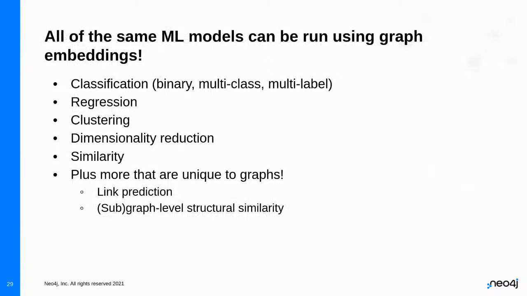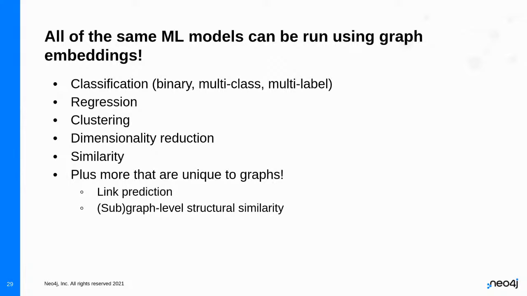So like I said, all of the same ML models: classification, we can do binary classification, we can do multi-class, multi-label classification, we can do regression, clustering, dimensionality reduction, similarity. All of these we are familiar with from the traditional machine learning world, same stuff. You could throw these embeddings into the same packages like scikit-learn, TensorFlow, Keras, PyTorch. You can use them all there. It's just they happen to come from a graph.